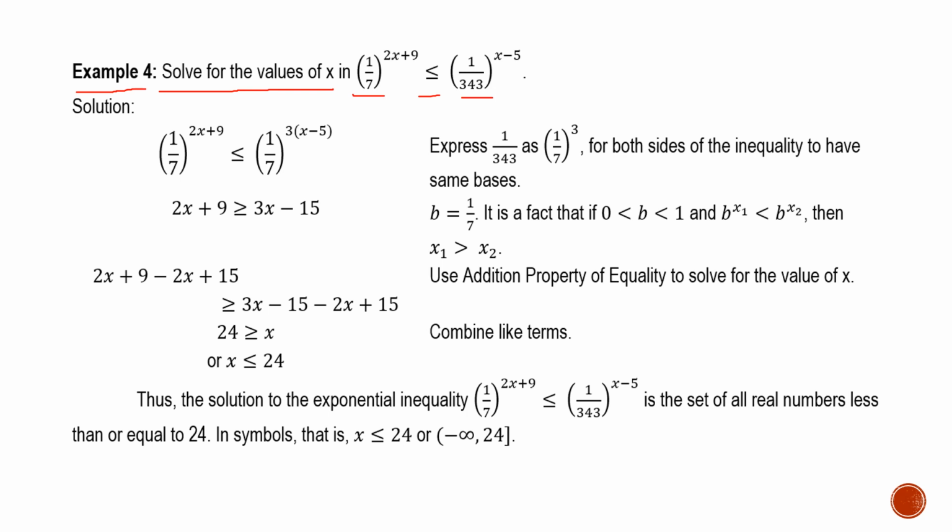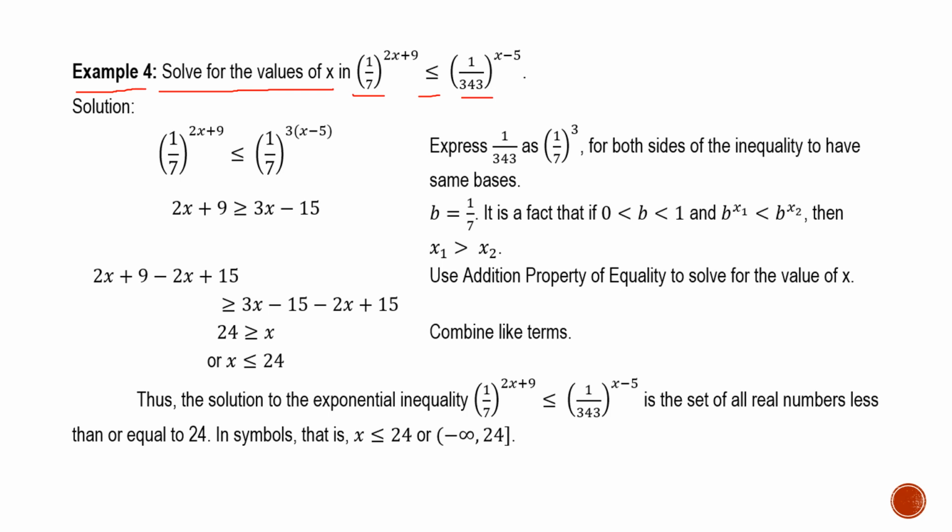So since 1 over 343 has the bigger value in the denominator here, 343 is greater than 7. So we can express this 343 as 1 over 7 raised to 3, so that both sides of the inequality have the same bases. Because our main goal first is to make your base 1 equal to your base sub 2.